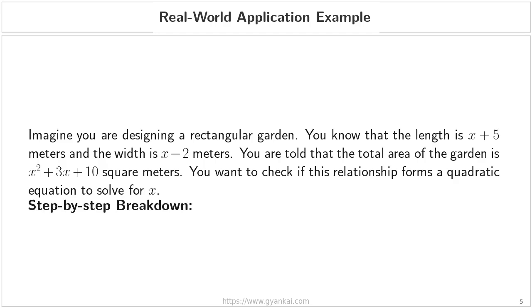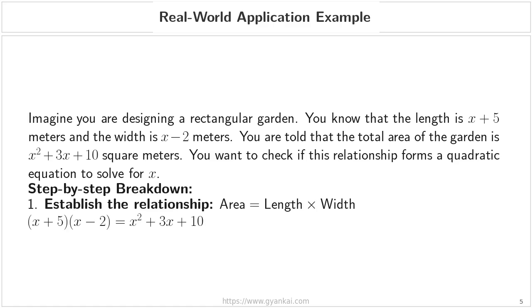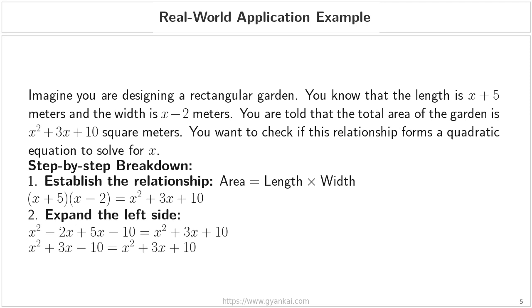Let's break this down step by step, just as we practiced in the previous slides. First, we must establish the mathematical relationship. We know that the area of a rectangle is found by multiplying length by width. So, we set up our equation as x plus 5 all multiplied by x minus 2 equals x squared plus 3x plus 10. Step 2 is the expansion phase.